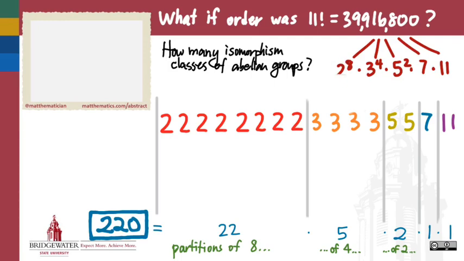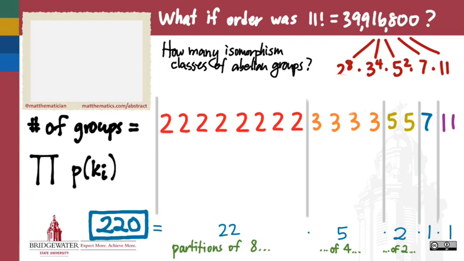If you want to take this to the bank, we can say that the number of abelian groups of a given order is equal to the product of the partition numbers of k sub i, where the k sub i are the exponents that appear in the prime factorization of our number. In our example, it was the product of the partition number of 8, the partition number of 4, the partition number of 2, and the partition numbers of 1, which are always just 1. So the way to get large numbers of abelian groups is to have large exponents in the prime factorization of that number.